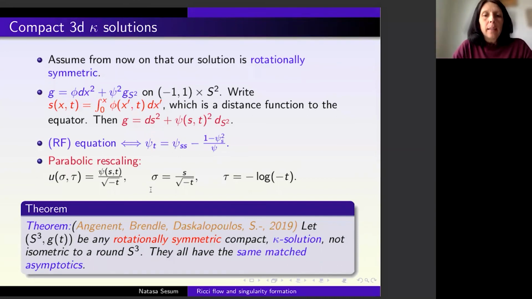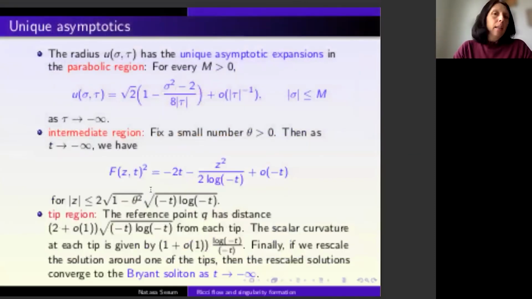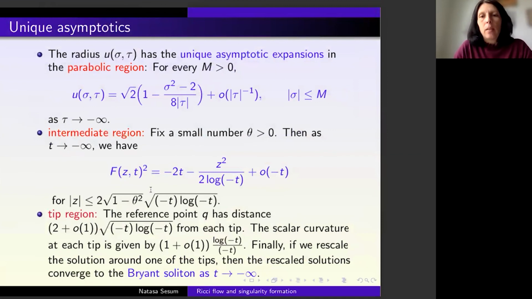And together with Angenent, Brendle, and Daskalopoulos, we first proved that if you have any rotationally symmetric compact kappa solution, which is not S3, they all have the same precise matched asymptotics, right? So this theorem is still not about the uniqueness, but we first show that the asymptotics of our solution have to be unique, right? And on this slide, I just wrote this precise asymptotics in terms of my radius u. And you will see, we have these three regions here.